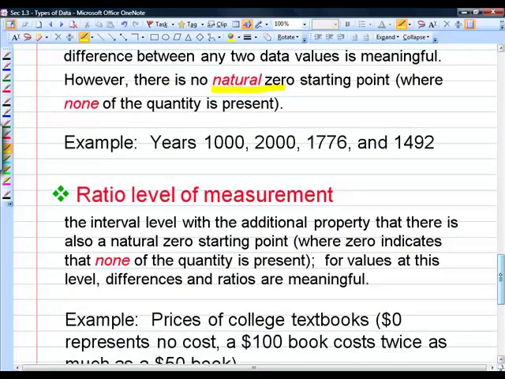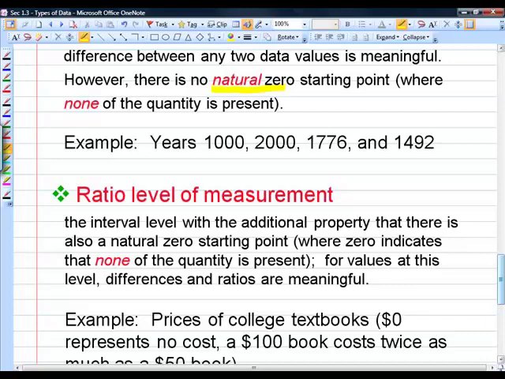All right, now ratio level of measurement, which is what the Kelvin temperature scale is, by the way, is the same as the interval level with the added property that there is a natural zero starting point, where zero indicates that none of the quantity is present. So for values at this level, differences and ratios are meaningful. Do y'all know what ratio means? A fraction or a multiple of something.